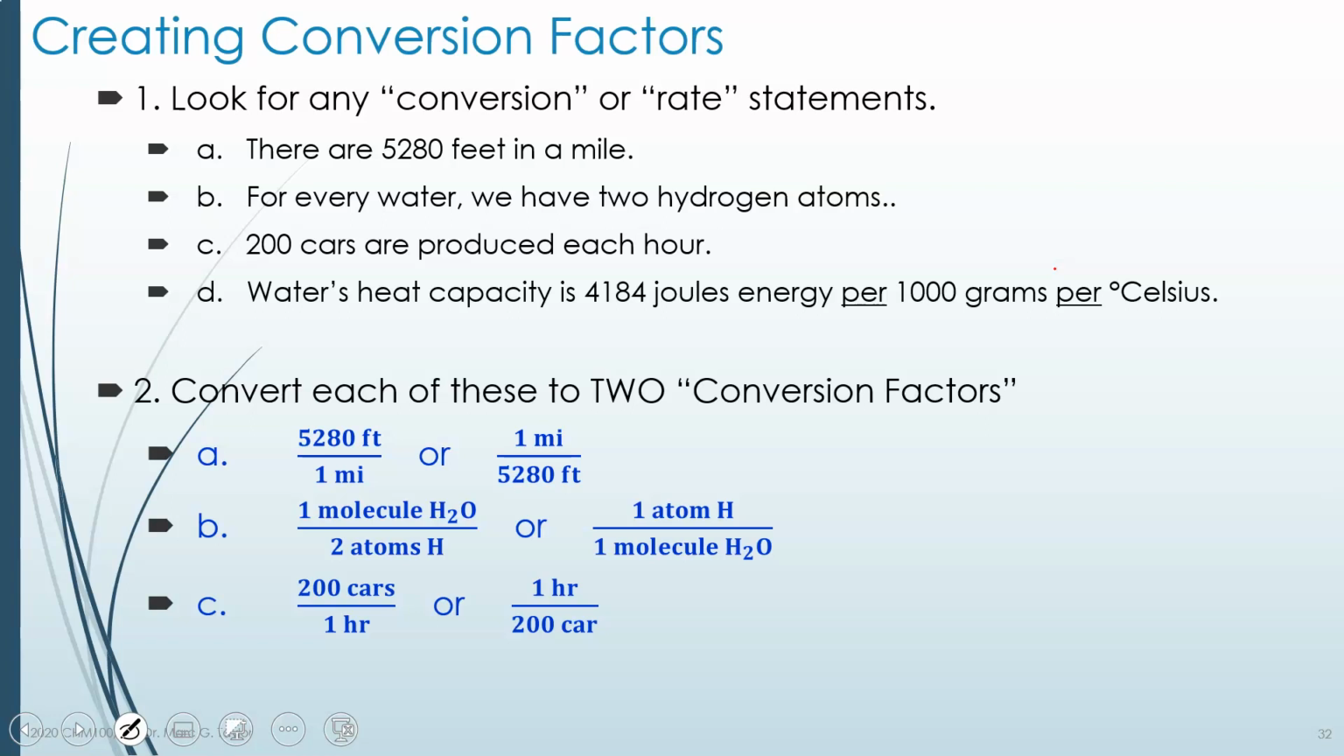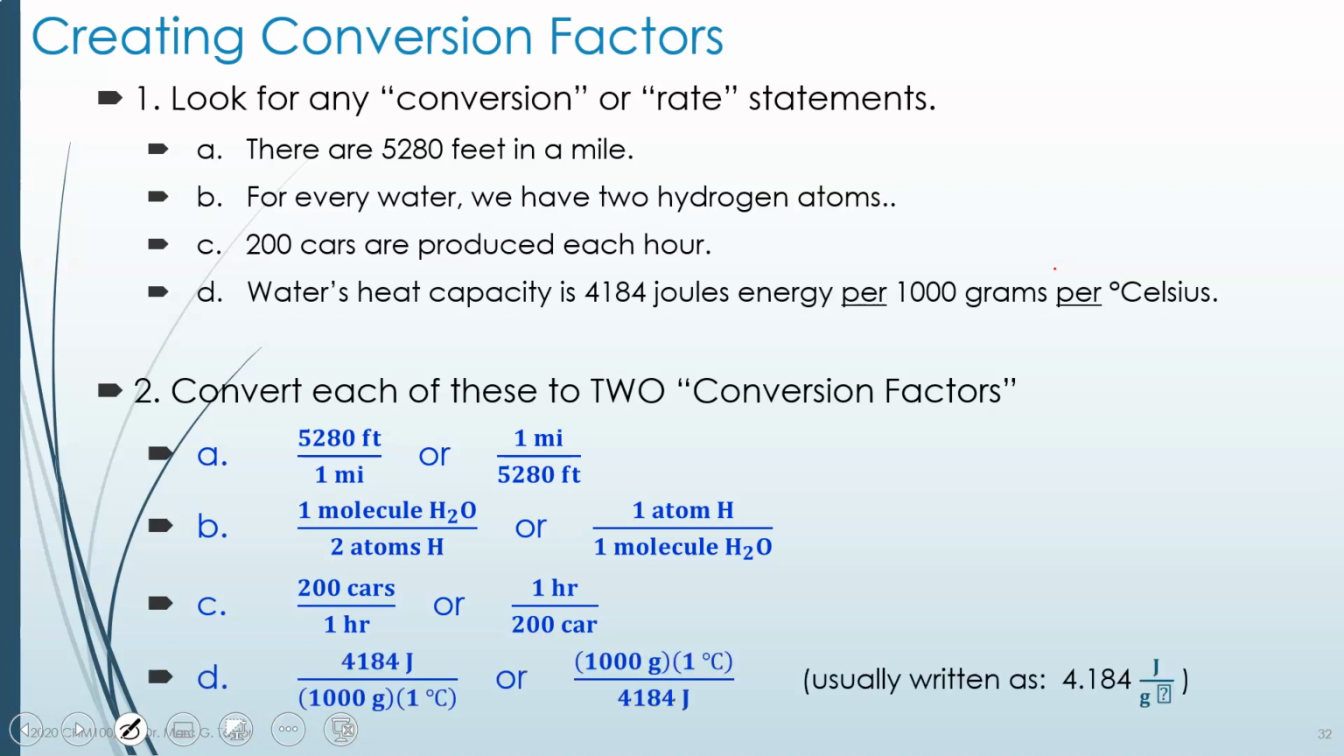And if we look at this last one, water's heat capacity, and we'll talk about what heat capacity is later, is 4,184 joules of energy per 1,000 grams per 1 degree Celsius. Well, there are 2 pers here, so we divide twice. And when we divide twice, we really are just dividing by 1,000 grams, so 1,000 grams will be in the denominator on the bottom. But so will the degrees Celsius, because we're taking that number and dividing it also by a single degree Celsius. So in this case, we would create a conversion factor that initially looks like 4,184 joules divided by 1,000 grams, but also divided by 1 degree centigrade.